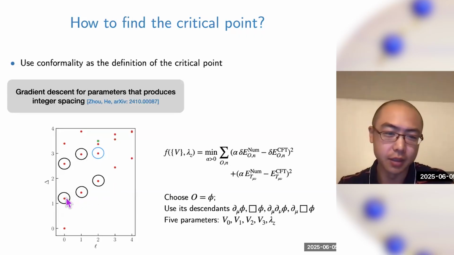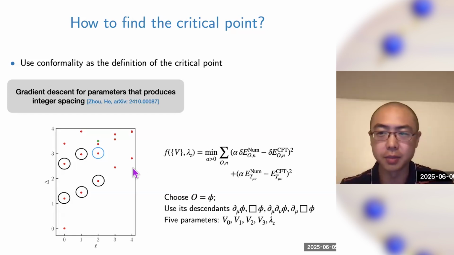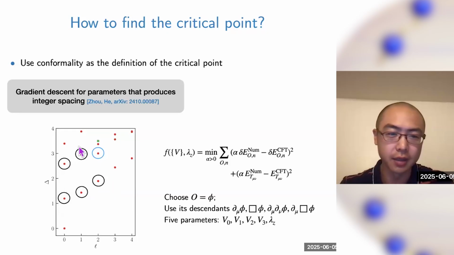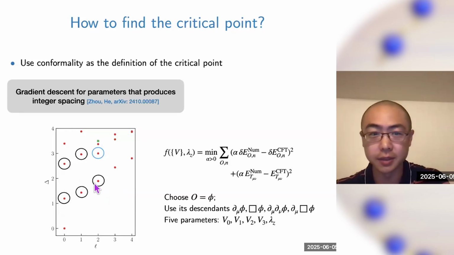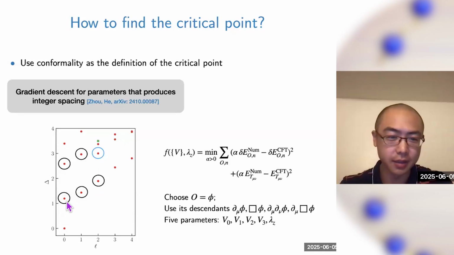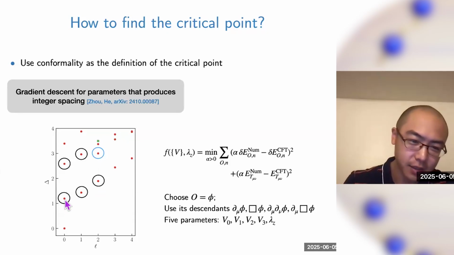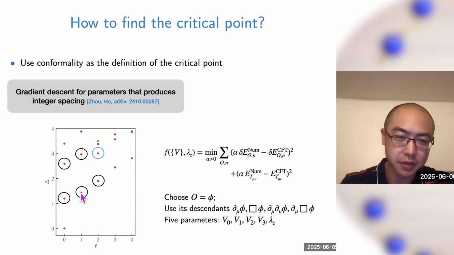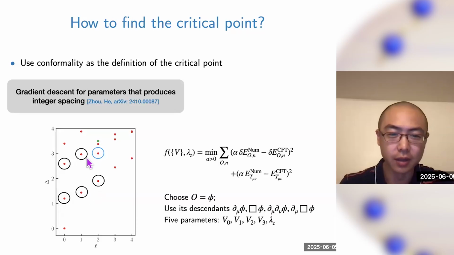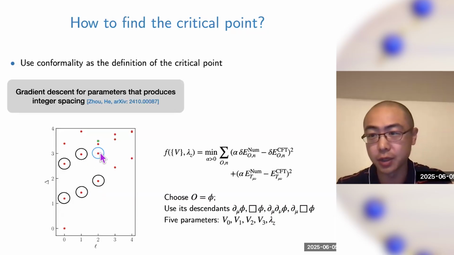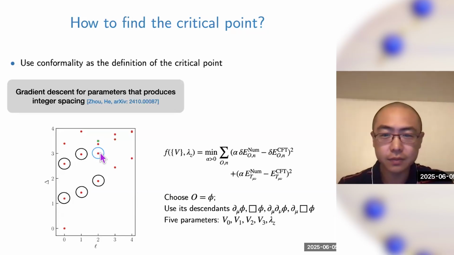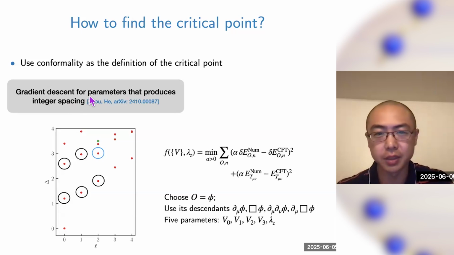For example, if we just pick some typical parameter point, some typical pseudopotentials and imaginary field in the PT symmetric phase, then this is the energy spectrum that we will see. And we would expect this one to correspond to the phi, and this one corresponds to the spin-1 descendant and so on. And we expect this one, for example, to be the stress tensor. So what we are going to do is a gradient descent to search for parameters that produce this integer spacing.